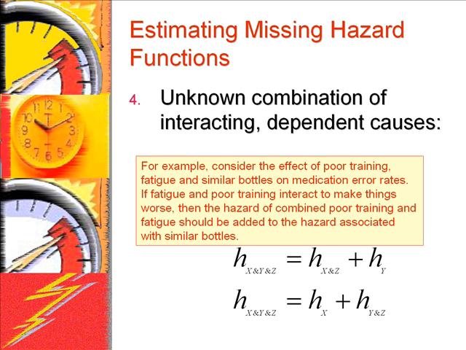For example, if poor training and fatigue interact with each other to increase medication error rates, then the combined hazard should be used in estimating the combination of these two causes and other causes. So, if we want to estimate the effect of poor training, fatigue, and similar bottles, then the combined hazard is equal to the hazard of poor training and fatigue plus the hazard associated with similar bottles.